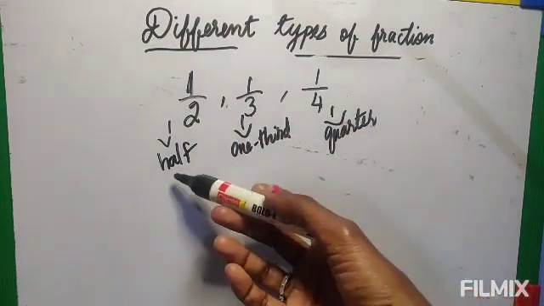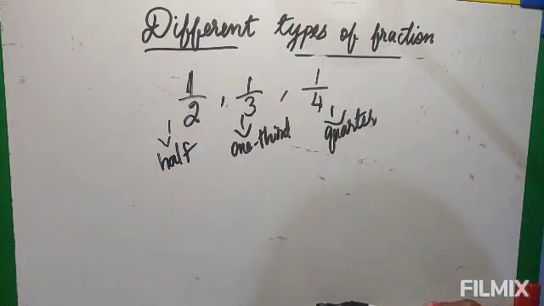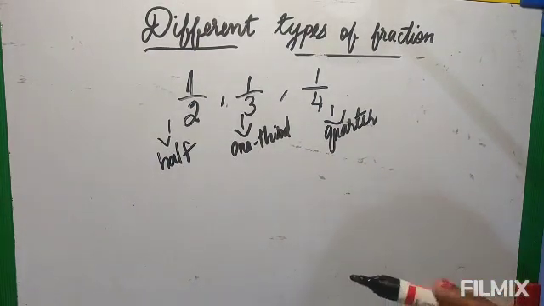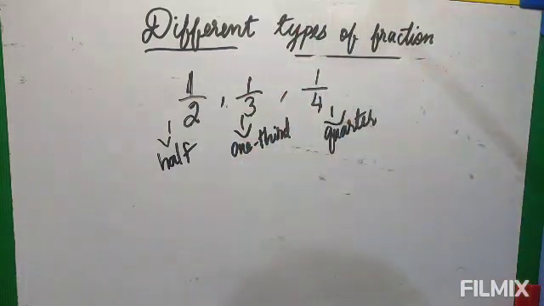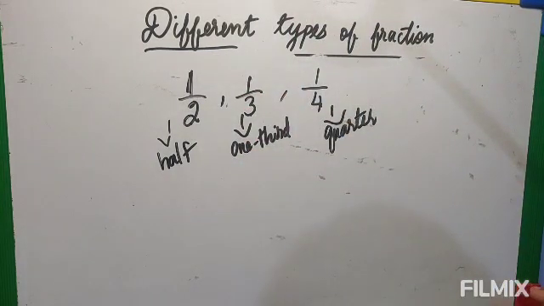But suppose it is given, find the half of a number, or find 1/3 of the number, find a quarter of the number, that time you must not be confused. You must know 1 by 2 means half, 1 by 3 means 1/3, 1 by 4 means quarter.